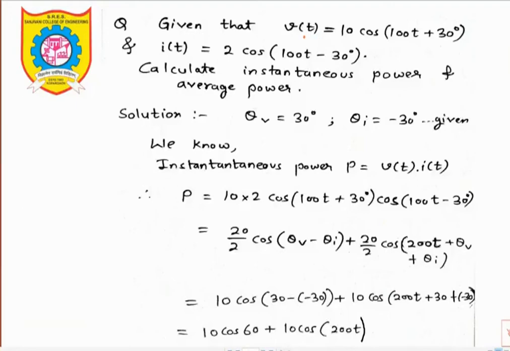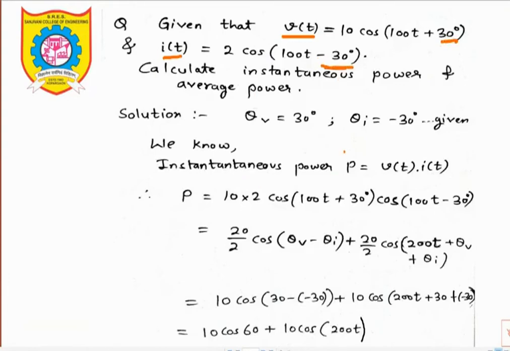Welcome all. So now let's see few examples. Given that V of t equal to 10 cos(100t + 30 degree) and I of t equal to 2 cos(100t minus 30 degree), we have to calculate instantaneous power and average power. So here theta V is 30 degree and theta I is minus 30 degree.